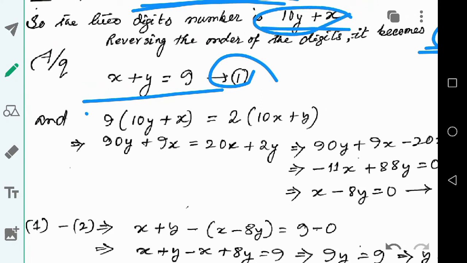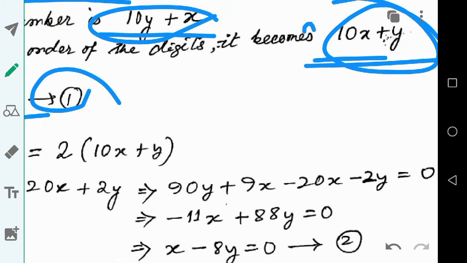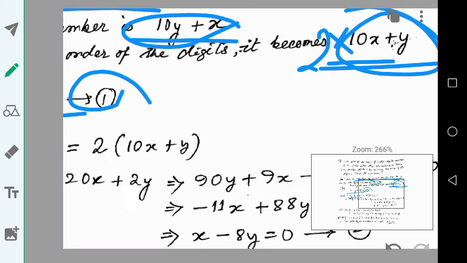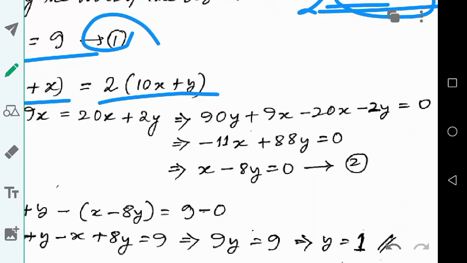9 times of this number, that is 9 into 10y plus x, is 2 times the number obtained by reversing the digits, 2 times of this number. That is 2 into 10x plus y. Simplifying this, we have got this equation: x minus 8y is equal to 0.